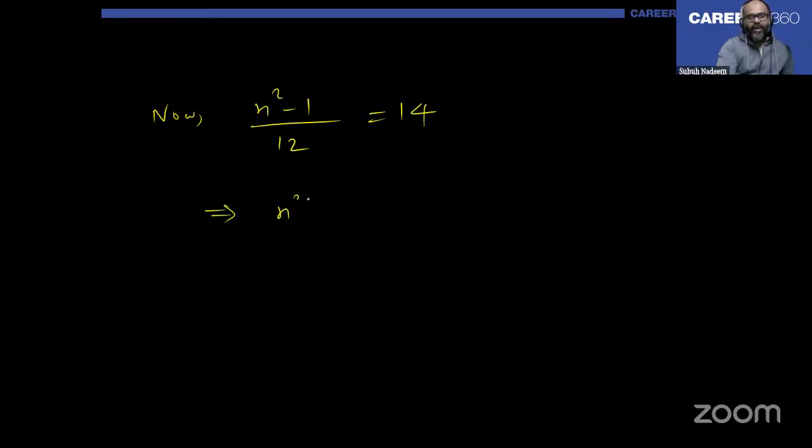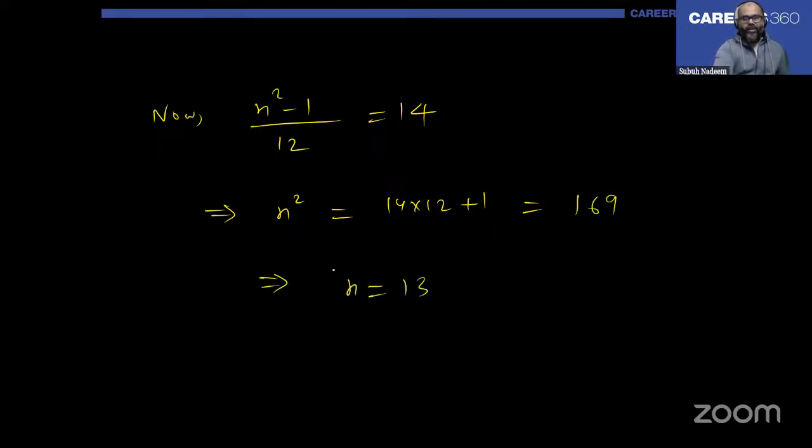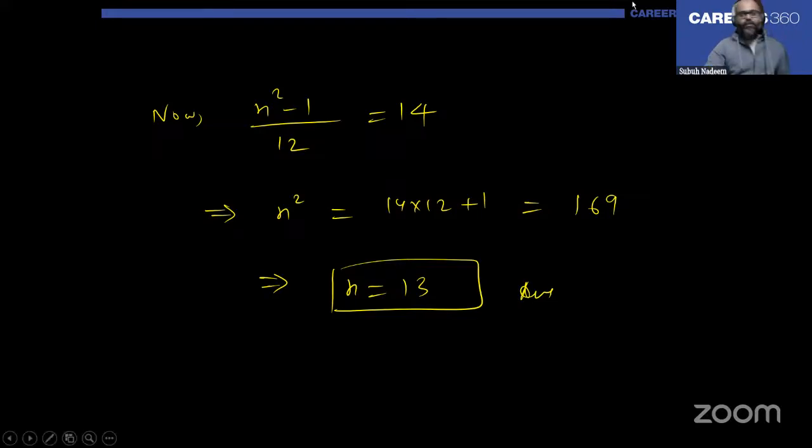So this implies that n square is equal to 14 into 12 plus 1. So 14 into 12 is 140 and 28, 168, and plus 1 is 169. So n is coming out to be 13. This will be our answer. Yeah, this is the correct answer.